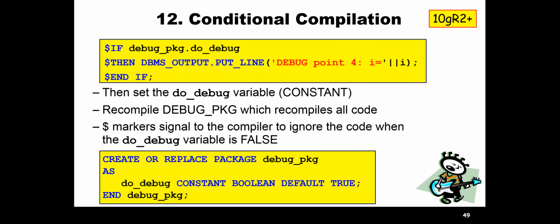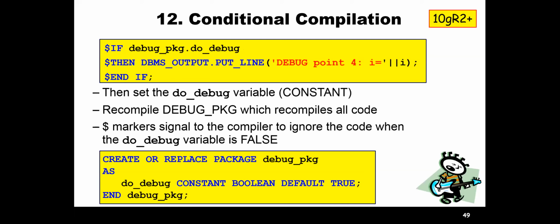You put the $ sign in front of your if then else statements, and then the compiler will actually look at the value of a variable. So if you set up a debug package.doDebug as a constant Boolean, and then when you compile that package, if it's set to false in your package spec, then all the lines that start with the $ sign will be removed. Actually, you won't even have those in your compiled code.